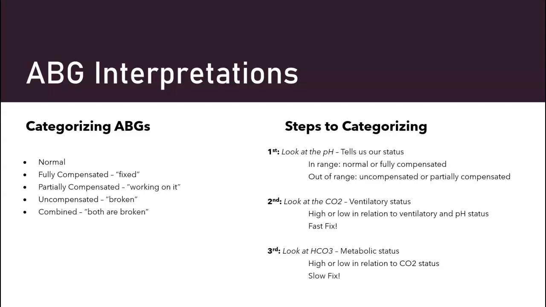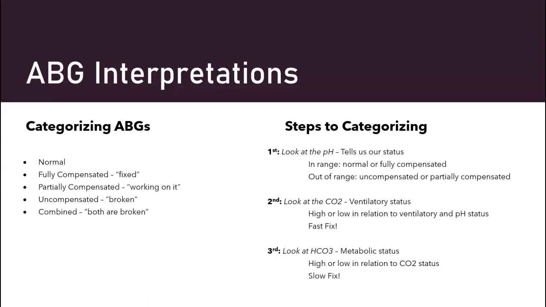So now that I have looked at my pH and identified whether I'm acidotic, normal, or alkalotic, I look at my CO2. Am I high? Am I low? Or am I within range? That lets me know partly whether I need to consider intervention or not.